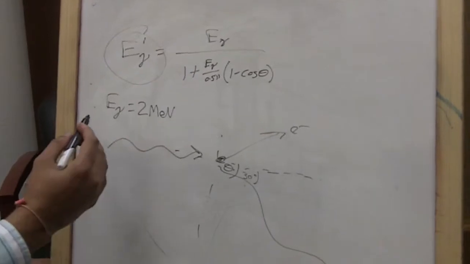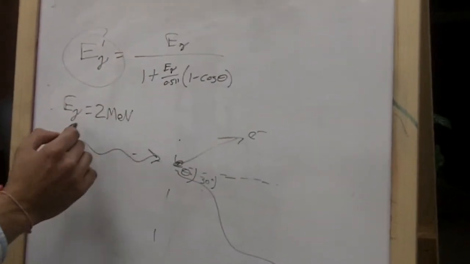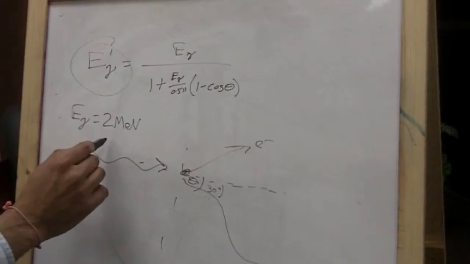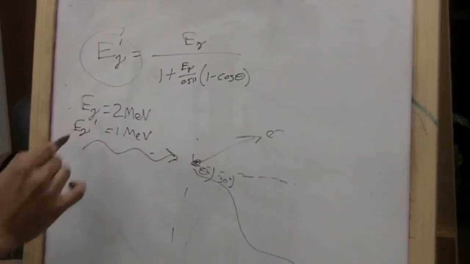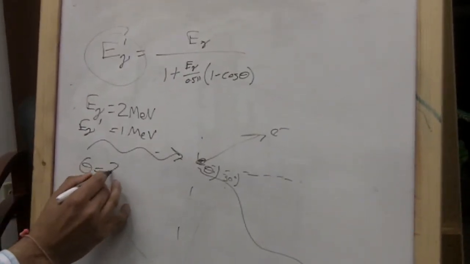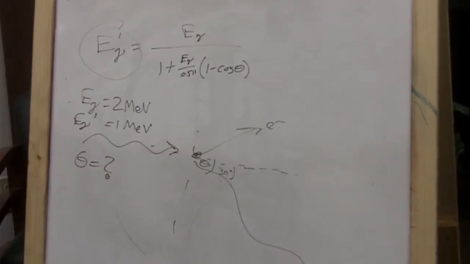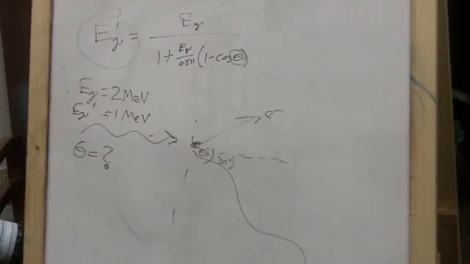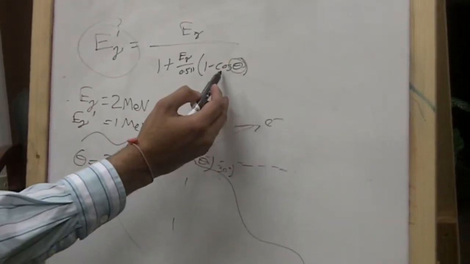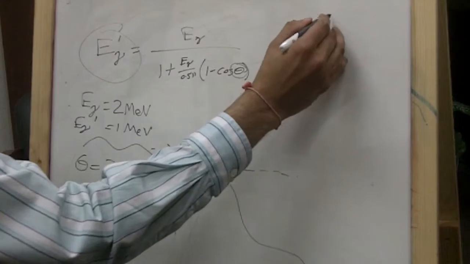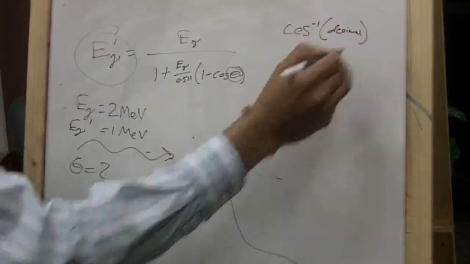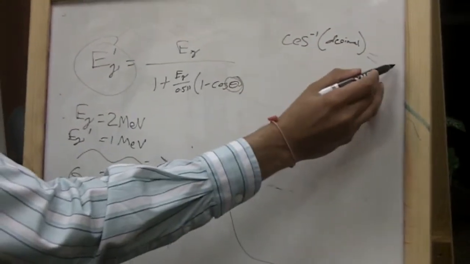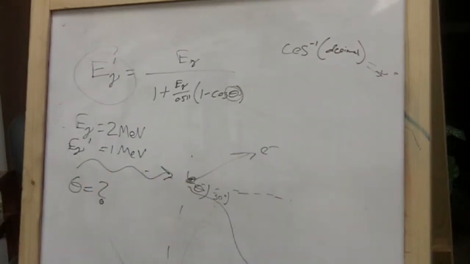Alternatively, they can say you have an energy that comes in with 2 MeV, and it leaves with, let's say, 1 MeV. So E after is 1 MeV. They're asking what is the angle that it went off at. In that case, you're solving for this theta, and you're probably going to end up using a cosine inverse of some decimal fraction, and that's going to give you the angle in degrees. So let's work out a random problem like that.